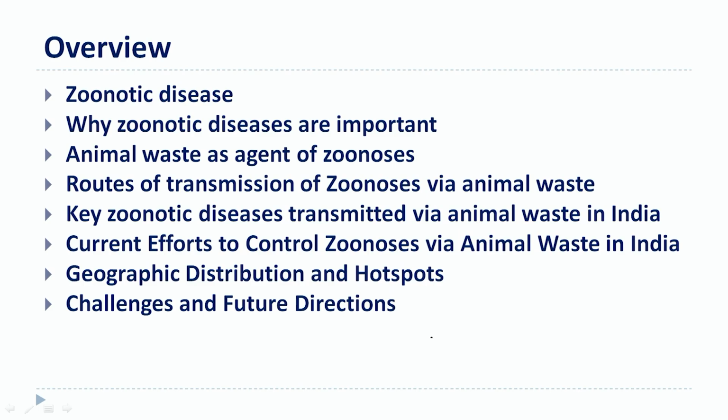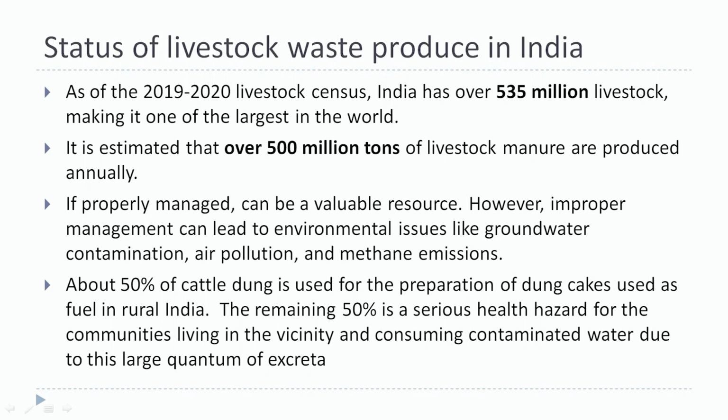So we are going to start with the introduction of the livestock waste produced in India. As per the last livestock census, we have the maximum livestock population in the world, about 535 million livestock, the largest among all countries. It is estimated that over 500 million tons of livestock waste is produced if we consider the bovine population only.